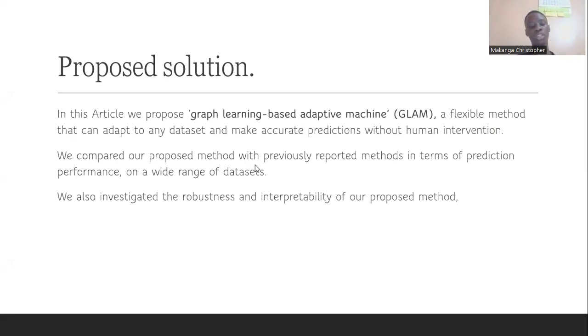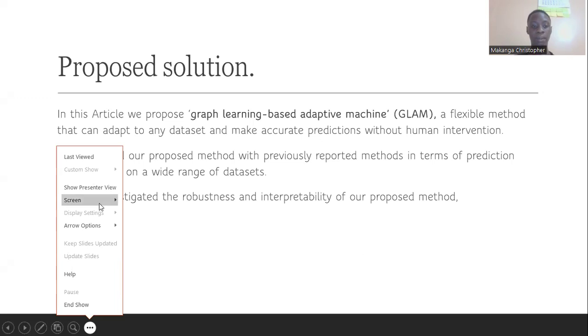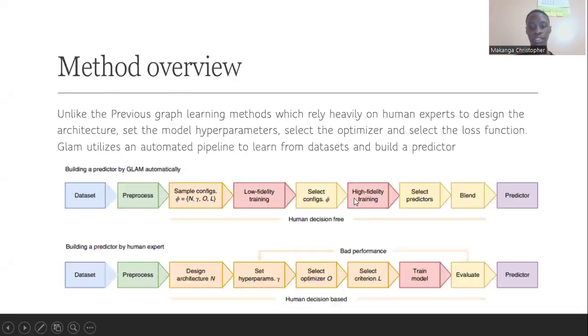And they are also trying to compare this with the previously used methods and to investigate its robustness and interpretability as opposed to the various methods that were used prior to this. Yes, so the next thing we are going to have is an overview of the method.